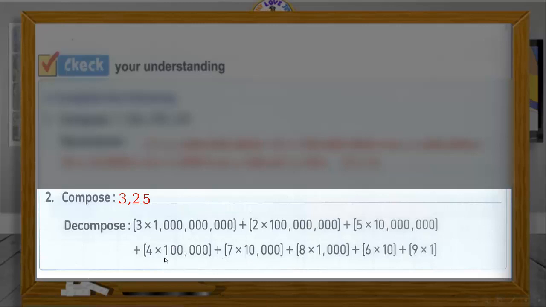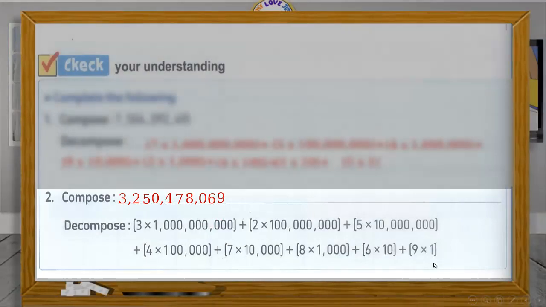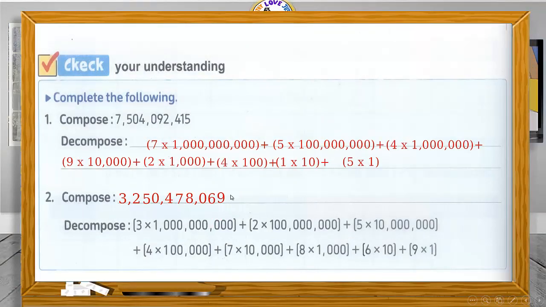Then 0 times 100,000, write 0 here, because we go to the next period, the thousands. In the 100 thousands place, write 4. In the 10 thousands place, write 7. In the 1,000 place, write 8. Next period, 6 times 10, that means in hundreds nothing, you should put 0, and the 6 in tens. 9 times 1 means 9 in the ones place.